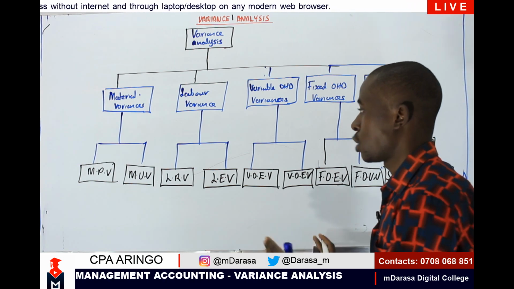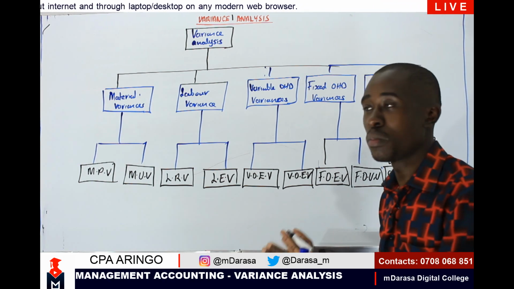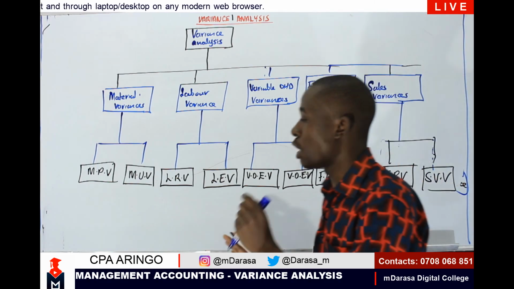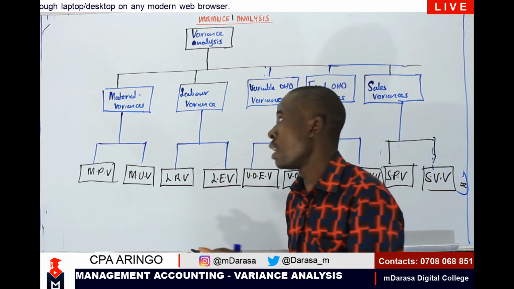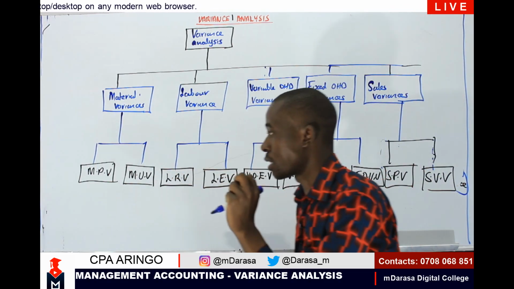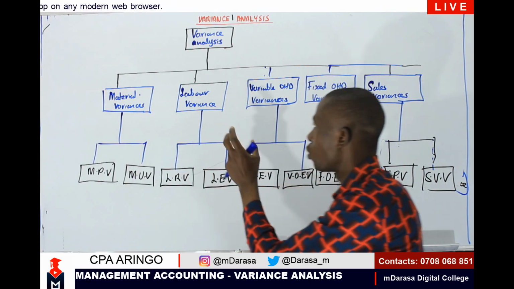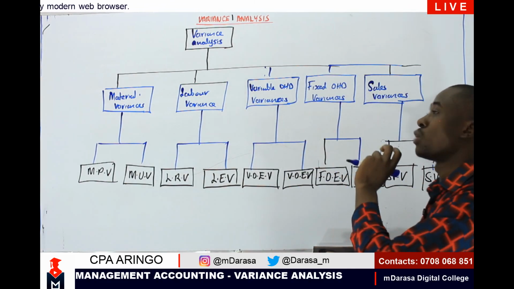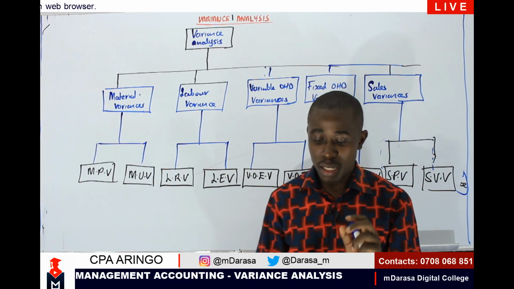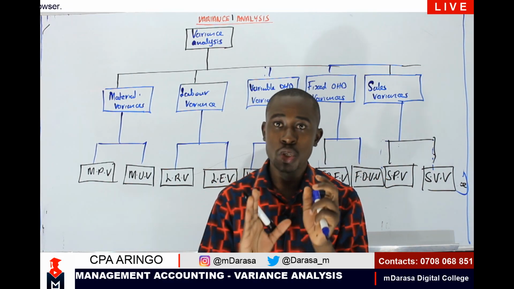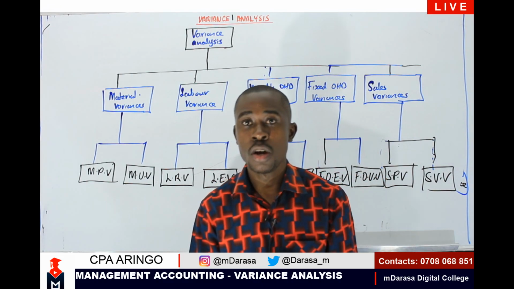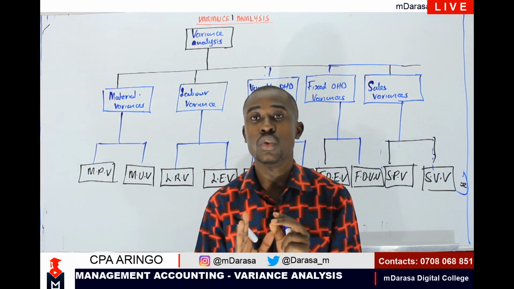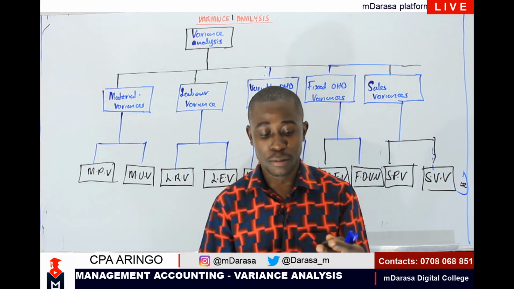In my next session, my good students, I want us to meet and look at each and every component individually. We are going to look at material variances, the main two, and the same way with labor, variable, fixed, and sales variances. So I wish you to join me in the next session where we look at these variances separately.